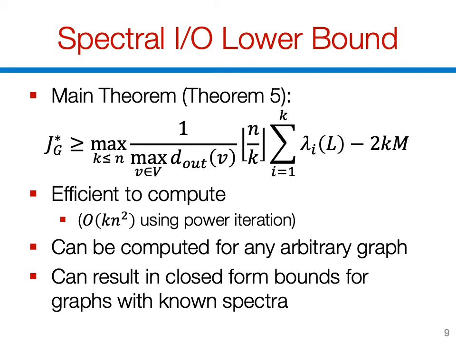This approach is very easy to compute. Any value of k is going to give us a lower bound, and finding k eigenvalues takes O of kn squared time using power iteration. To find all the eigenvalues would take O of n cubed. However, in practice, the optimal k is usually much smaller than n. This method can further be computed for any arbitrary graph, and can result in closed-form bounds for graphs with known spectra.